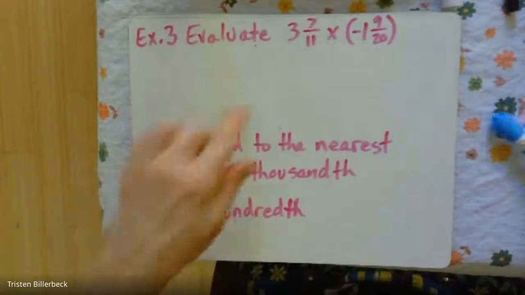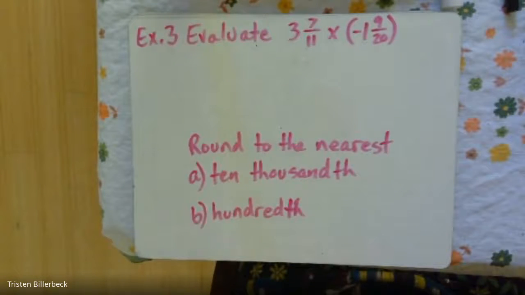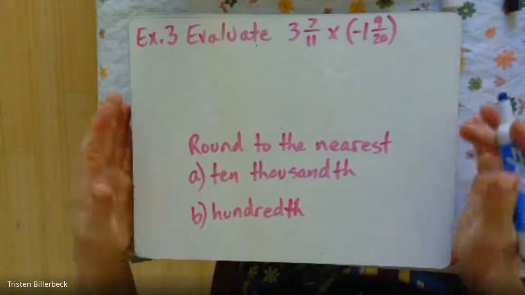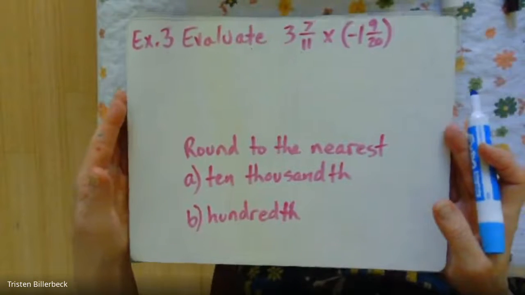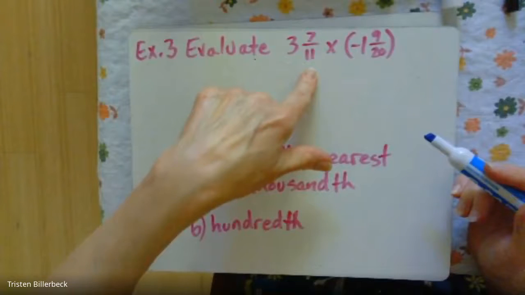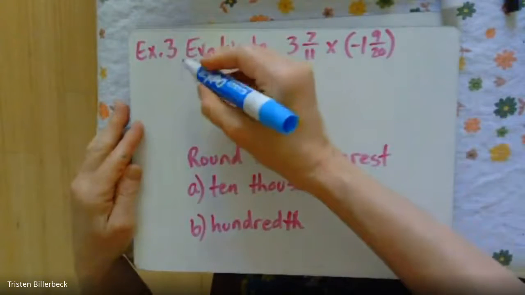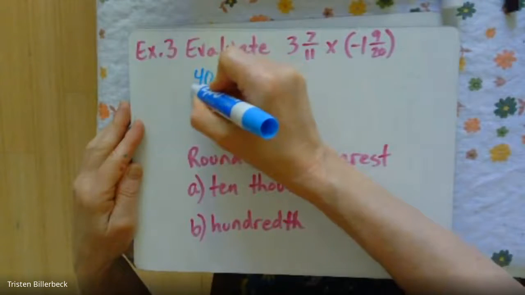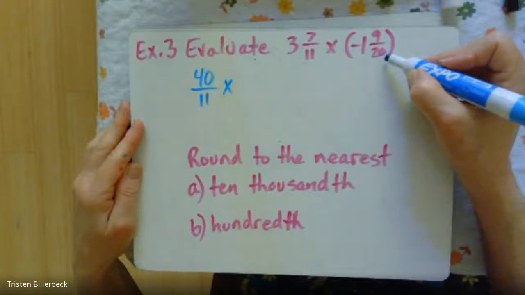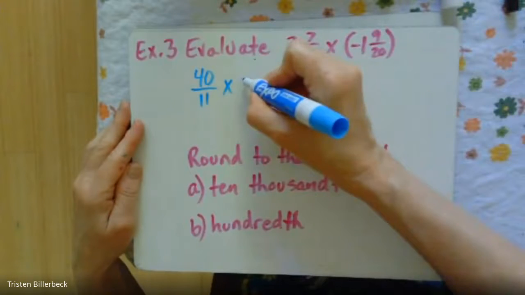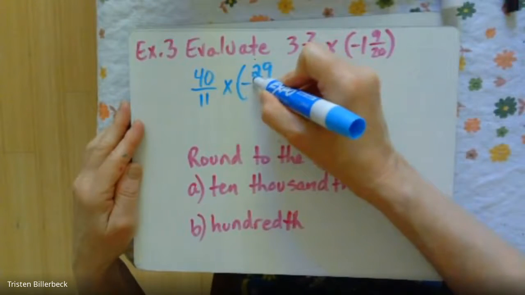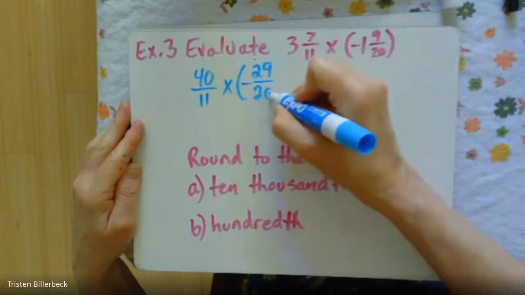So now let's evaluate 3 and 7/11ths times negative 1 and 9/20ths. So first we have to make this an improper fraction. So we multiply 3 times 11 is 33, plus 7 is 40. So we have 40 over 11 times, and then 1 times 20 is 20, plus 9 is 29. So negative 29 over 20.